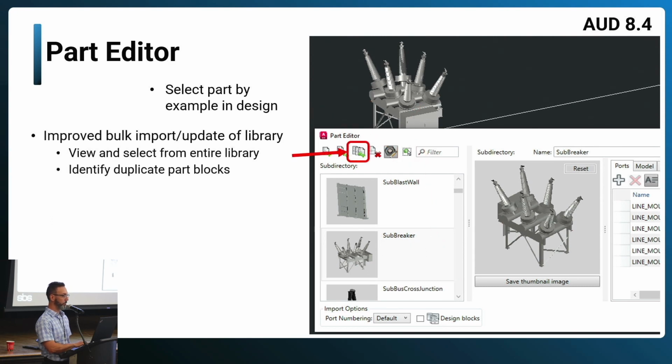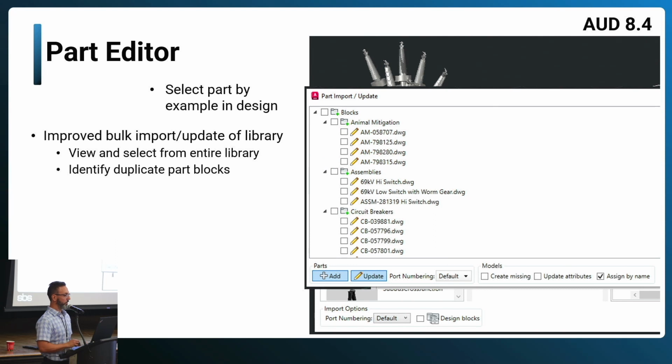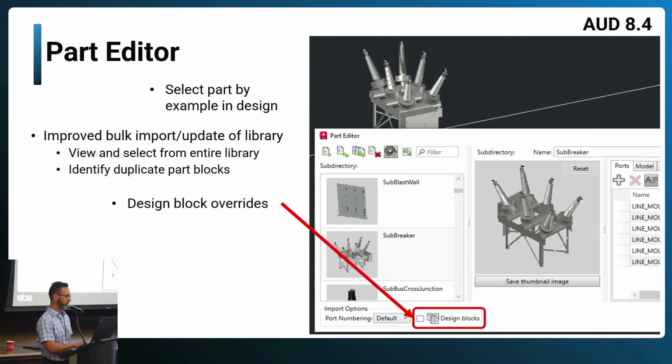There's also a bulk import and update. This will also tell you the content of your block library. So this can indicate which ones would be updated versus added. It can help you manage large-scale changes to that block library. And then, of course, there's a new option for design block overrides.